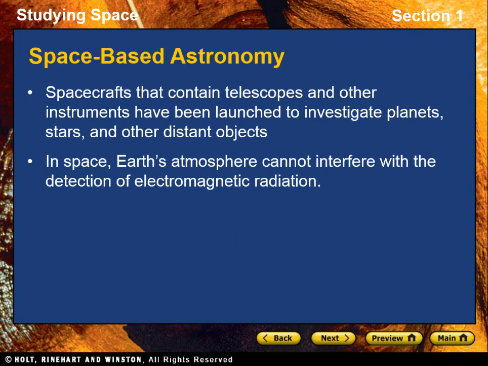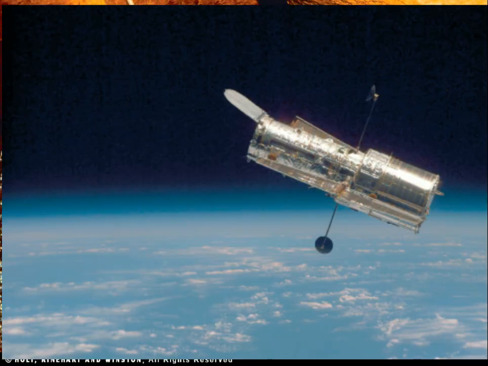Space-based astronomy. While ground-based telescopes have been critical in helping astronomers learn about the universe, valuable information has also come from spacecraft. Spacecraft that contain telescopes and other instruments have been launched to investigate planets, stars, and other distant objects. In space, Earth's atmosphere cannot interfere with the detection of electromagnetic radiation.